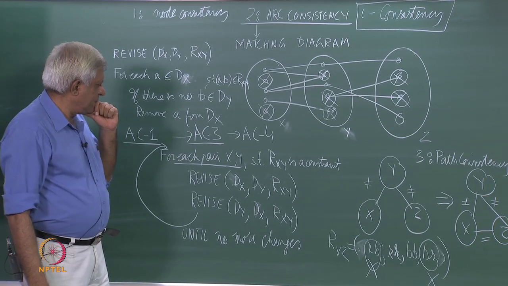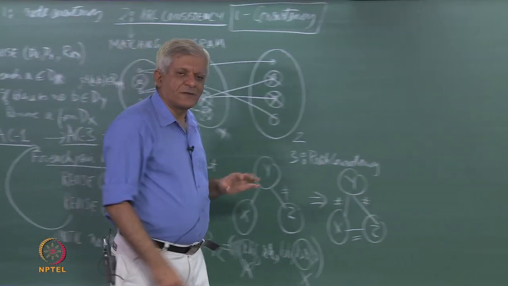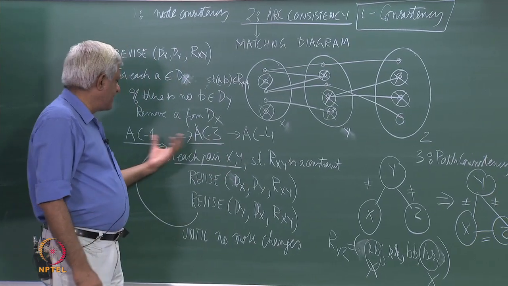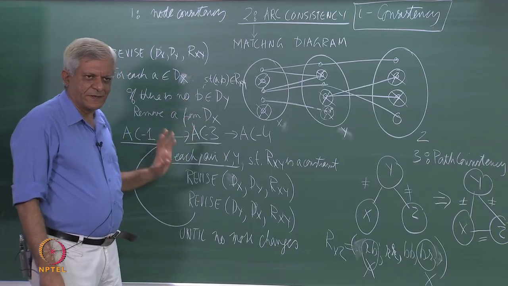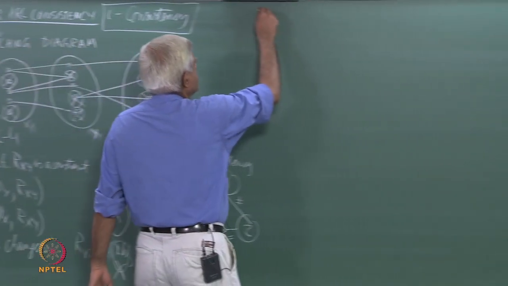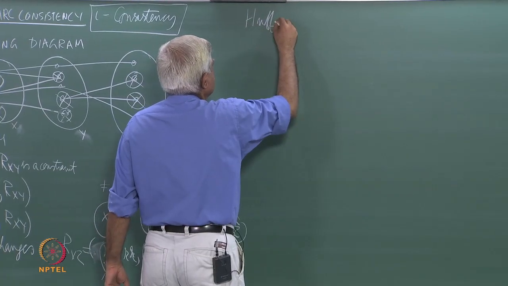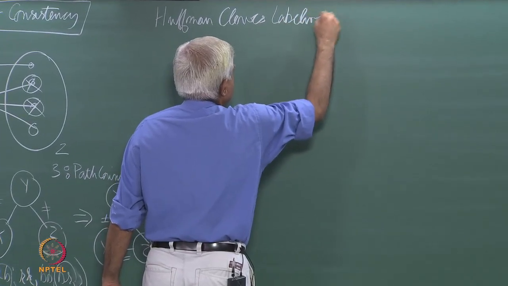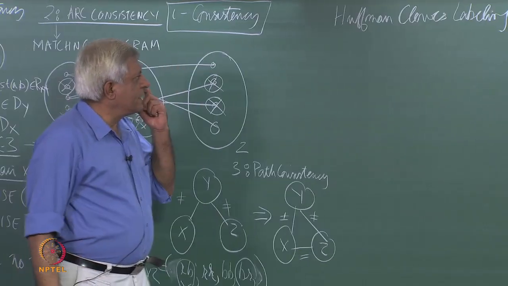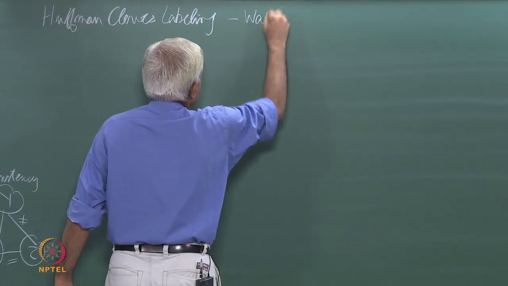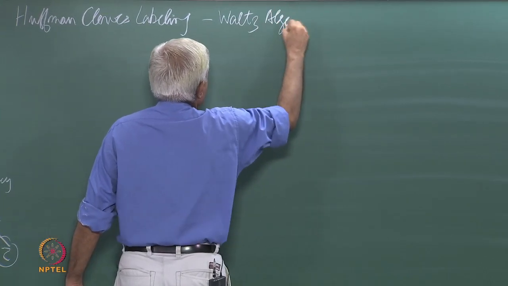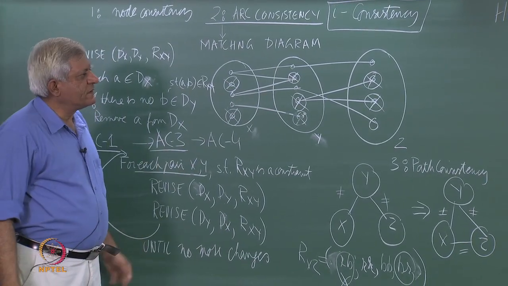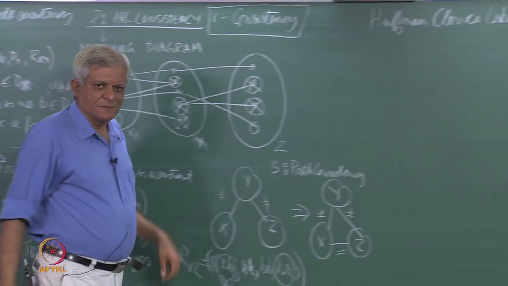So, I want to talk about one particular constraint satisfaction problem, where an algorithm which is claimed to be somewhere between AC1 and AC2 or close to what would have been AC2 if it had been described is used, and this is a famous problem known as Huffman Clowes labeling. And there is a well known algorithm called Waltz's algorithm, which is somewhere like AC2 more or less, so it is not officially called like that. So, let me first describe the problem.